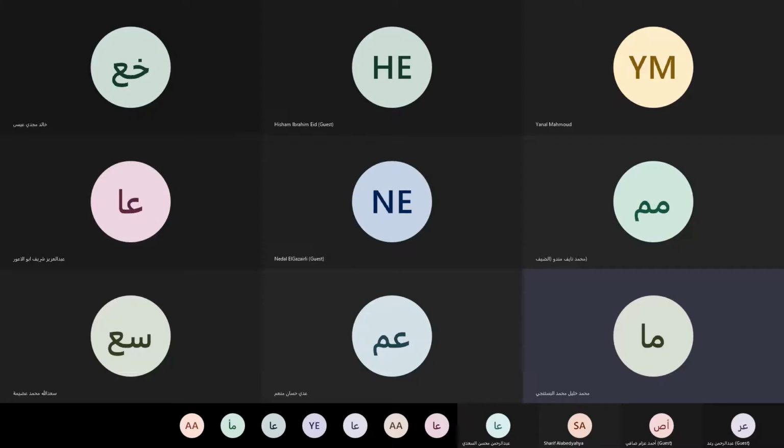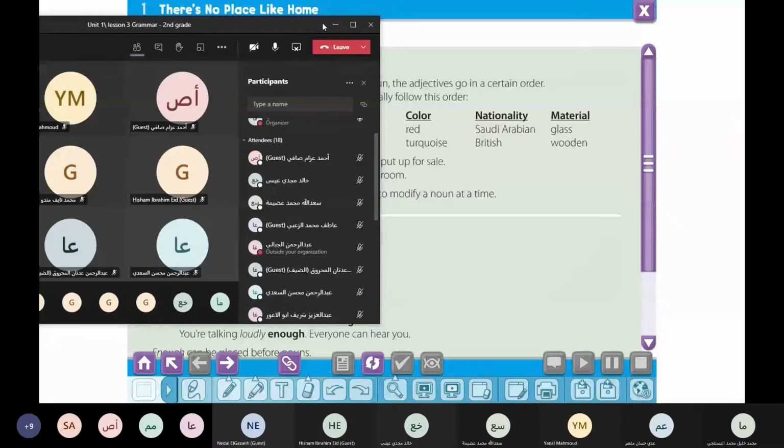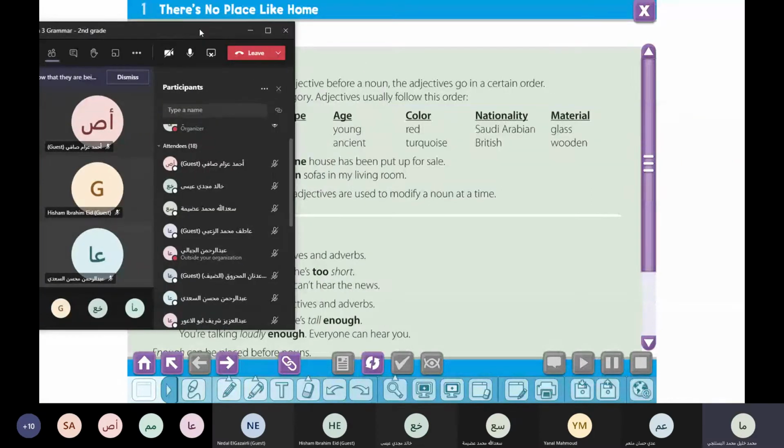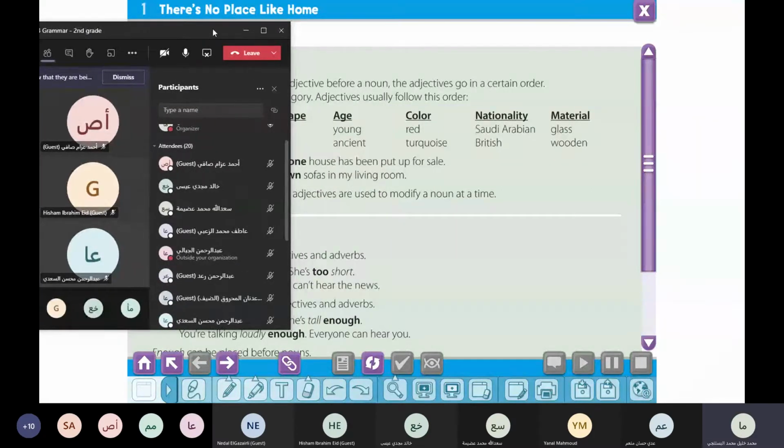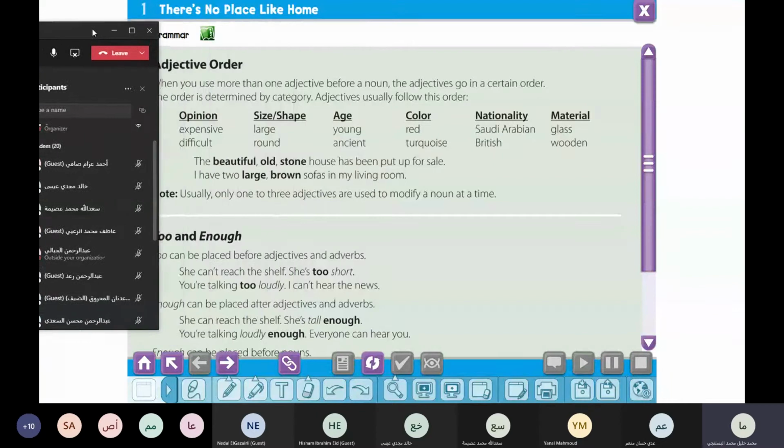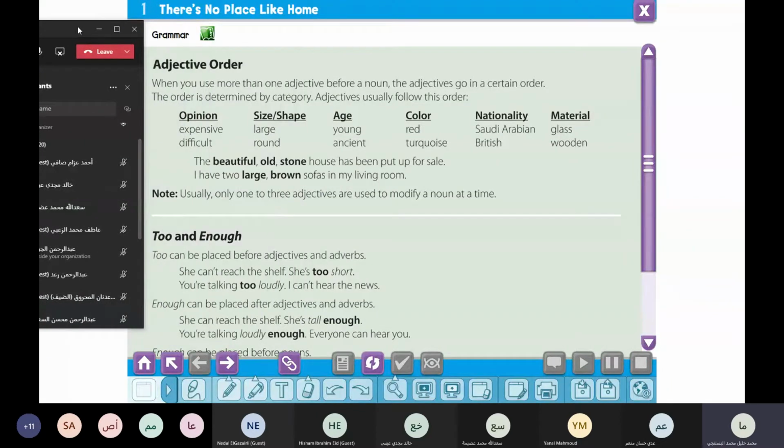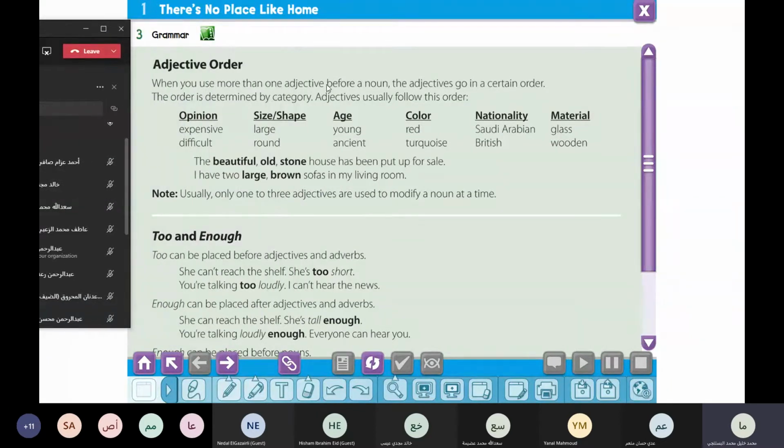Look at your book on page 8. Here we have two structures that we are going to discuss together. Look at the first one, adjective order. Now, sometimes, nouns are preceded by what? By adjectives. We sometimes have more than one adjective which comes before nouns. When you use more than one adjective before a noun, the adjectives go in a certain order.